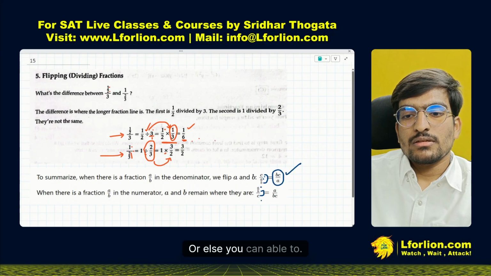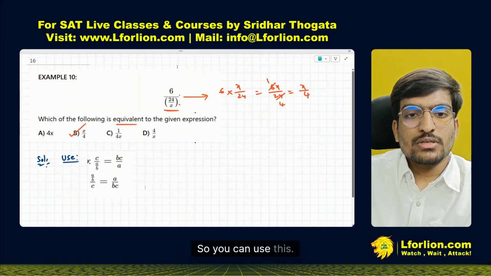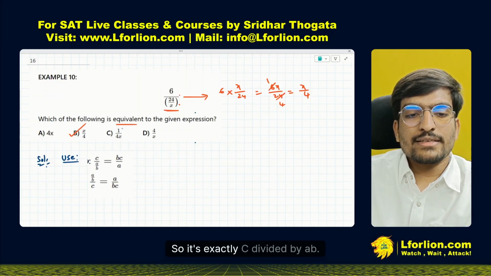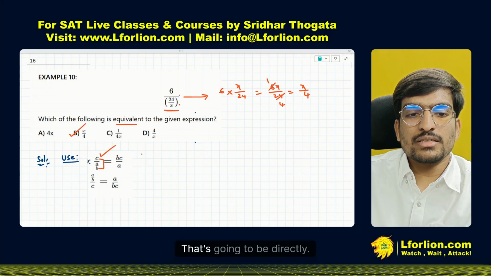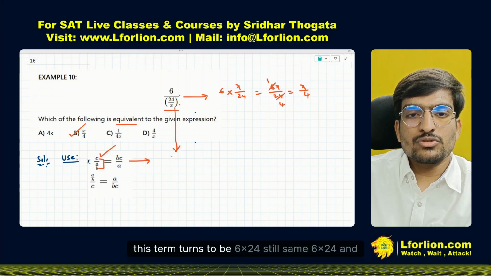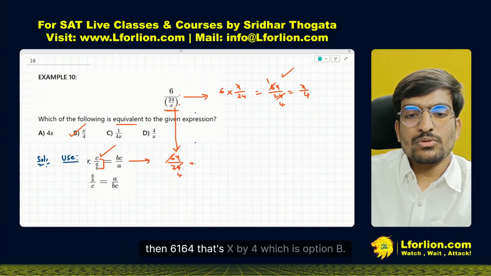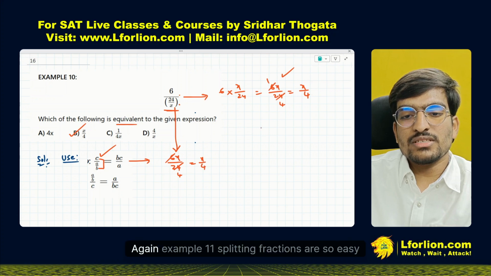Or else you can use this. It's exactly c divided by ab. So what we do is multiply the first and last, b and c, directly. What do we get here? This term turns out to be 6x by 24, still the same, and then 6 times 1, 6 times 4, that's x by 4, which is option B again.